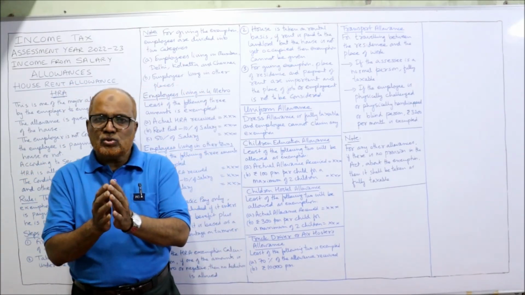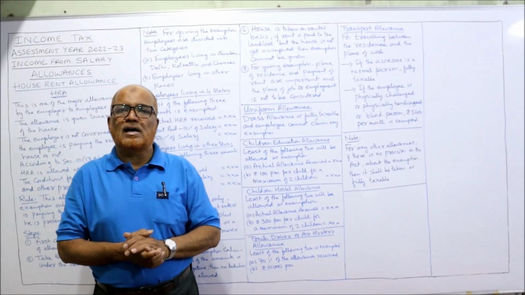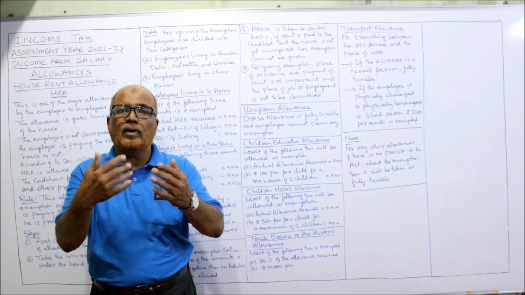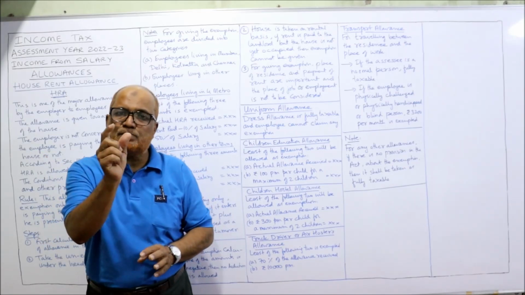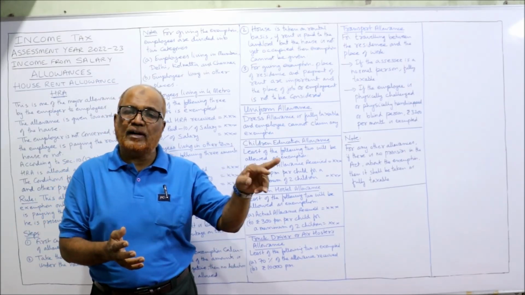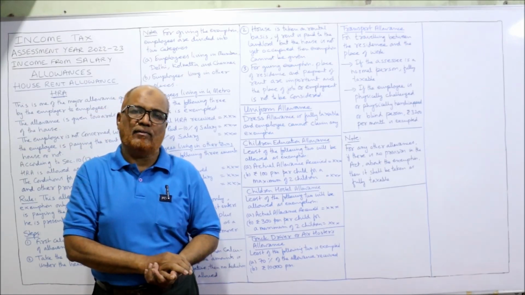Income Tax Act has given so many examples of allowances. So apart from these examples, if any other allowance is given by the employer to the employee for any specific purpose, Income Tax Act says if you don't find any provision, treat that allowance as a fully taxable allowance.